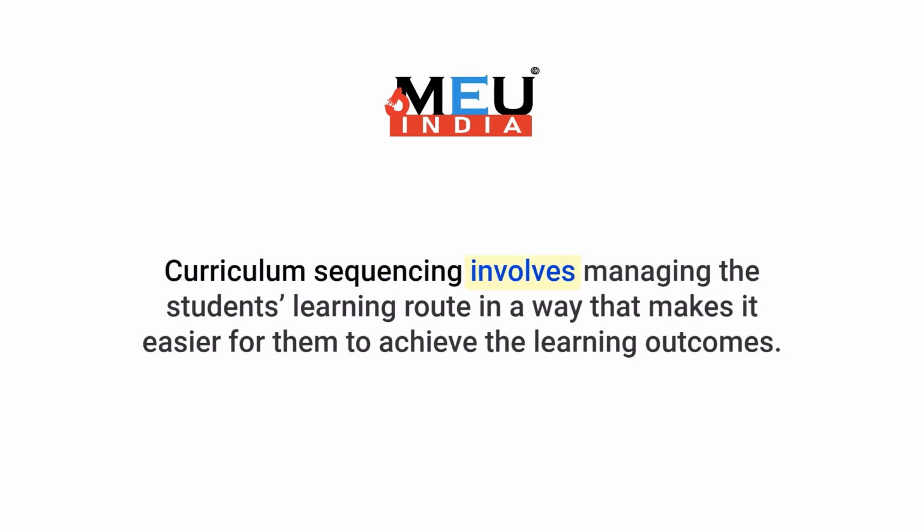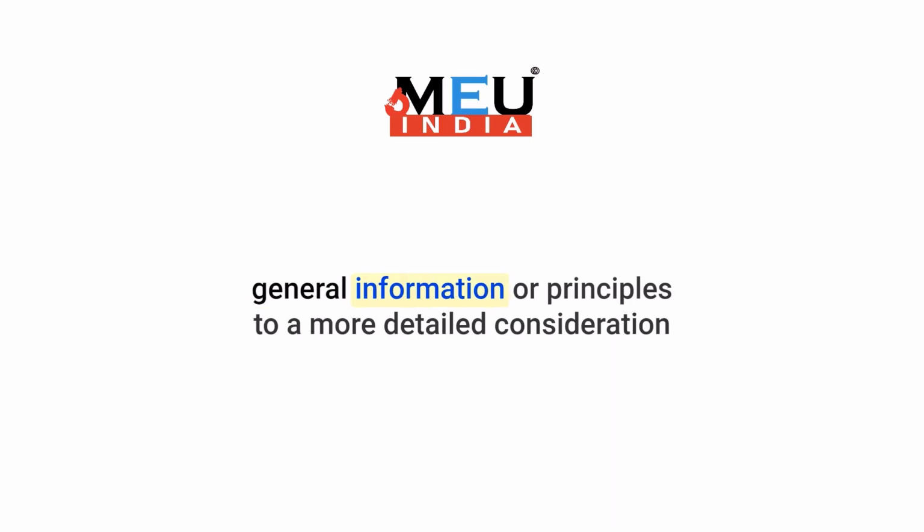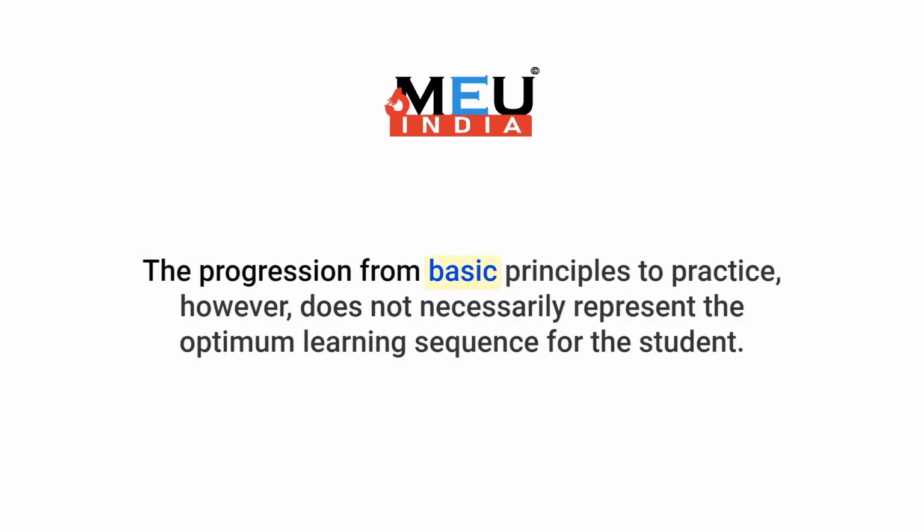Curriculum sequencing involves managing the students' learning in a way that makes it easier for them to achieve the learning outcomes. This may involve moving from the simple to the complex, general information or principles to a more detailed consideration, basic principles to applications in practice. The progression from basic principles to practice, however, does not necessarily represent the optimum learning sequence for the student.